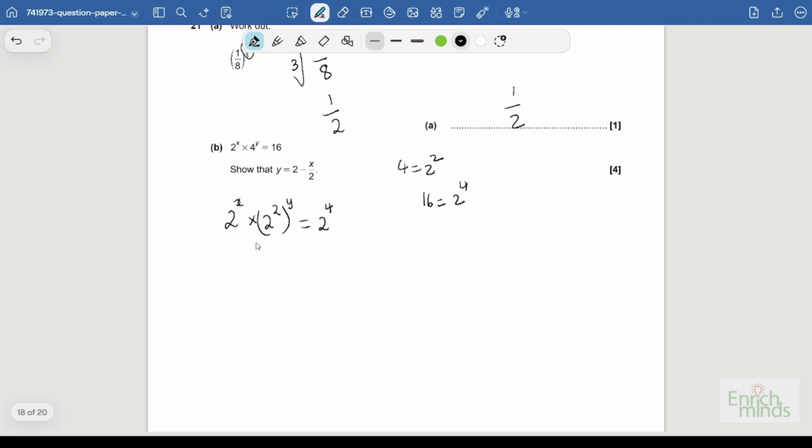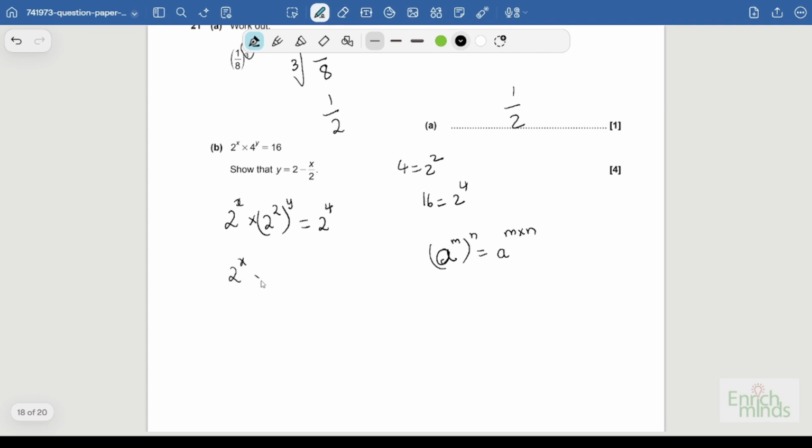Now why am I doing this? Because I want to make all the base values same, so that I can use the index rules here. So coming to this part of the expression, 2 squared raised to y. So this is like a power m whole power n. This is equal to a power m times n. So we can multiply these powers here.